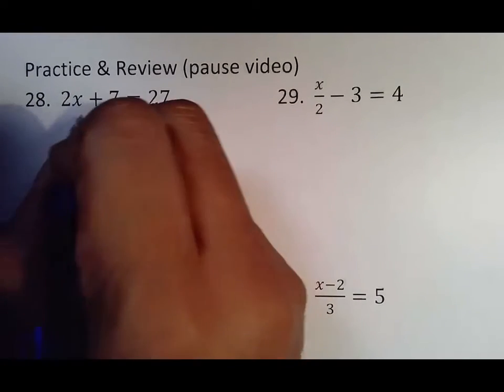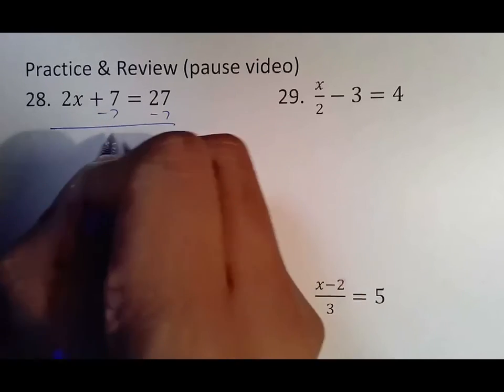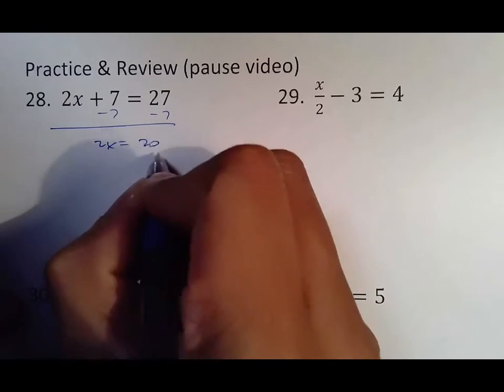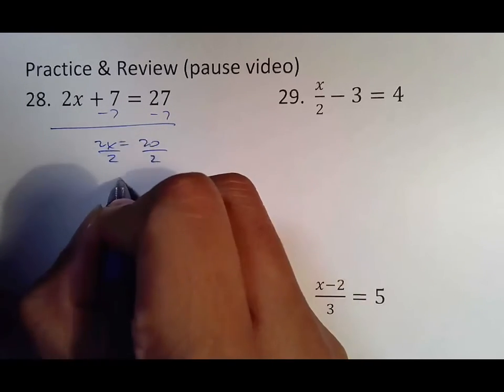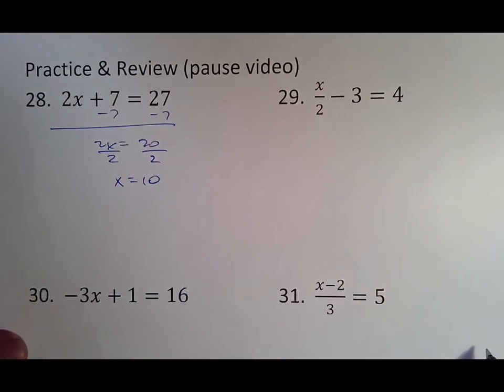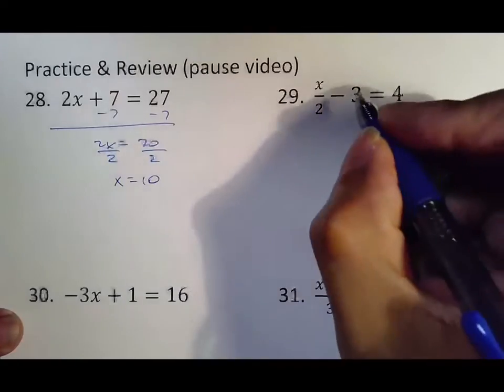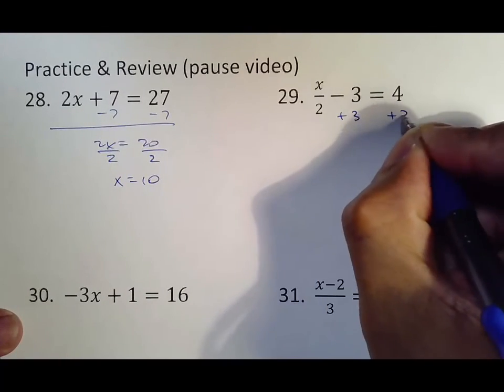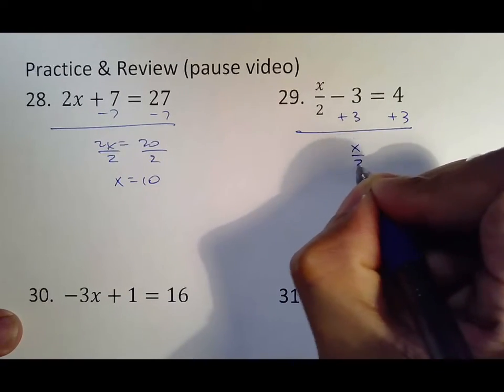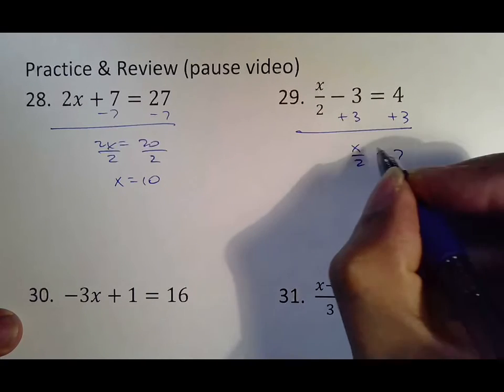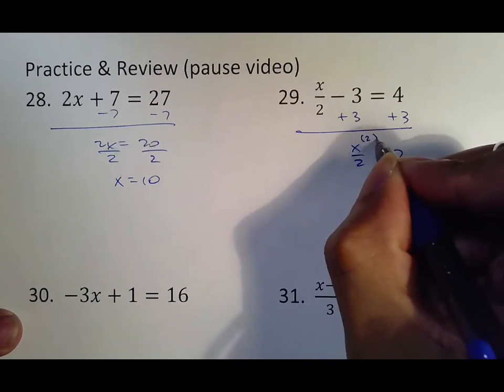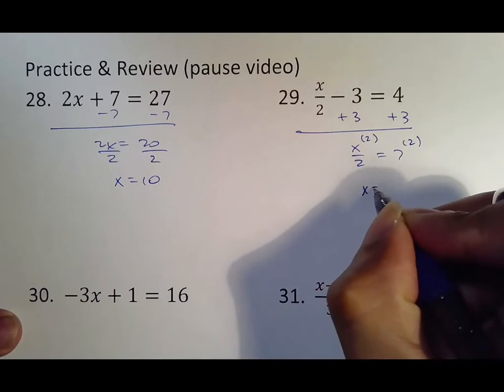Once again, this is home. Minus 7, 2x equals 20. Divide by 2, and x is 10. Similar problem, but not the same, but it's still kind of like home. Plus 3, bring down your x over 2. Again, here, multiply by 2, and x is equal to 14.